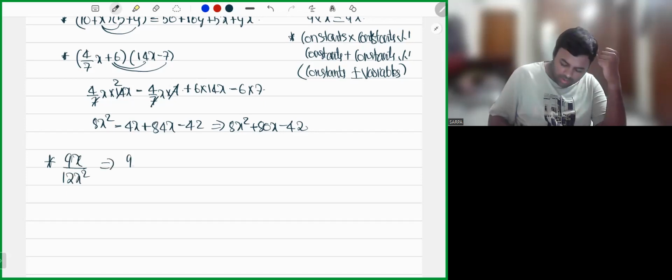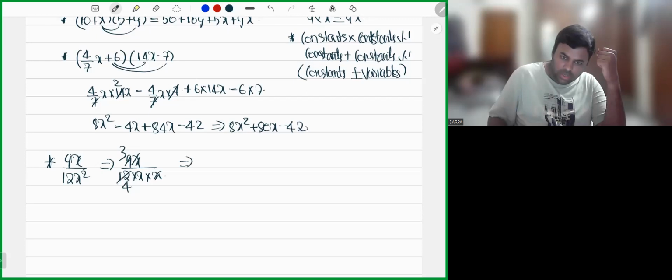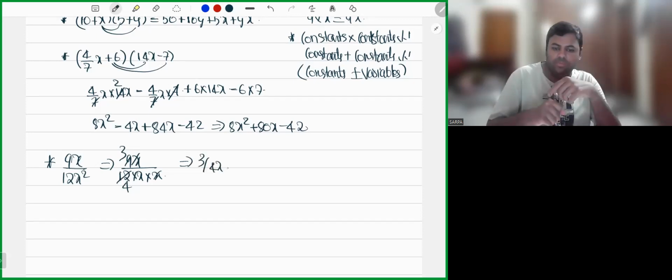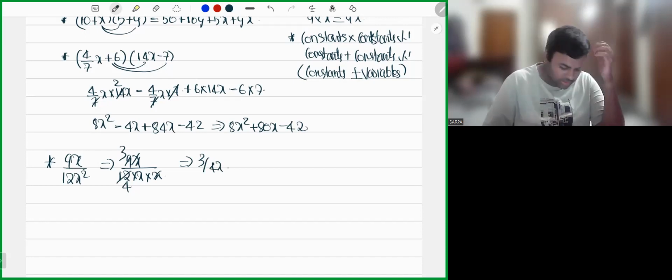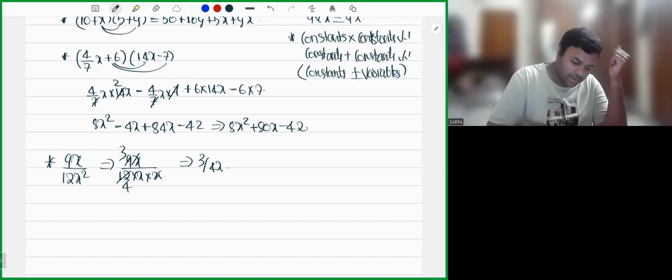Now, 9x divided by 12x square, can I write x into x? Yes, sir. X gets cancelled. 3 3s are 9, 3 4s are 12. So 3 divided by 4x. Okay. So I hope these basic points are clear. Yes, sir. These basic points are clear.